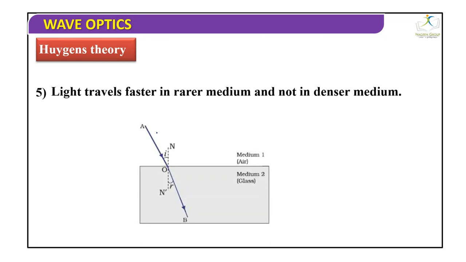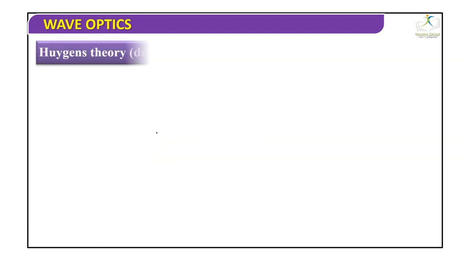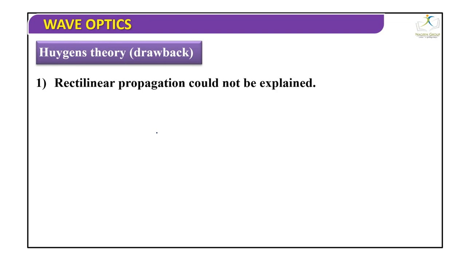If I take light as a wave, light travels faster in a rarer medium and not in a denser one. This is explained by the wave theory. Huygens' theory also has a few drawbacks because of which this theory is not completely acceptable.